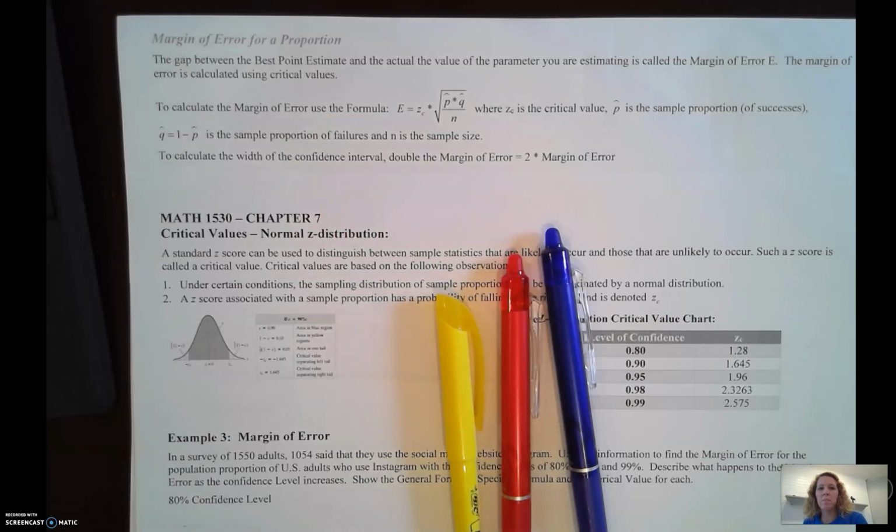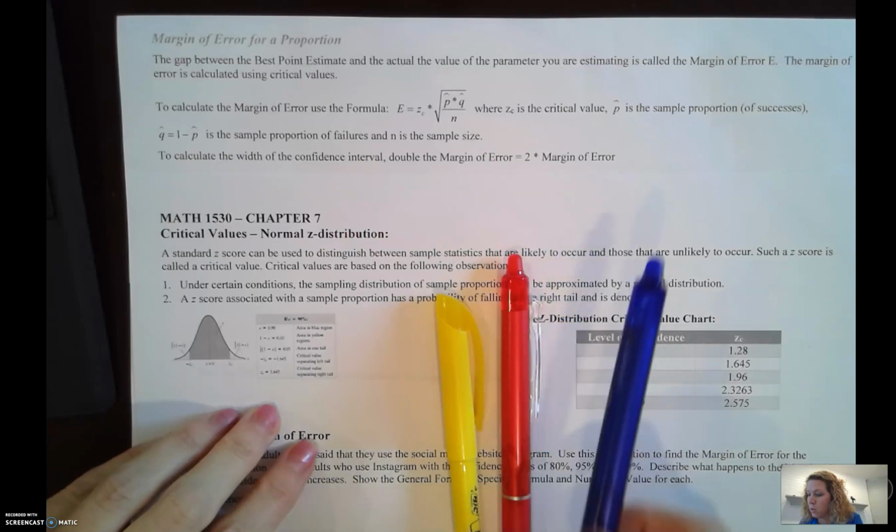We will be constructing the margin of error for a proportion. The gap between the best point estimate and the population proportion is called the margin of error, and it is calculated using critical values. So this is the formula.